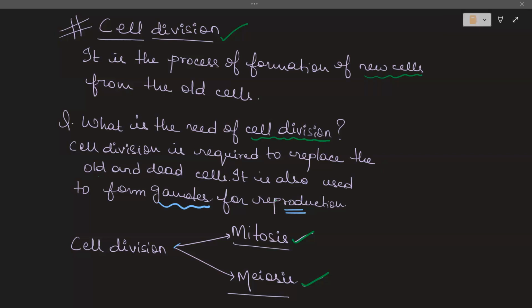Ma'am, is binary fission under cell division? No, dear. Binary fission is a method of reproduction. Ma'am, asexual reproduction. Yes. Cell division is not actually a method of reproduction. It is the way by which new cells are formed.